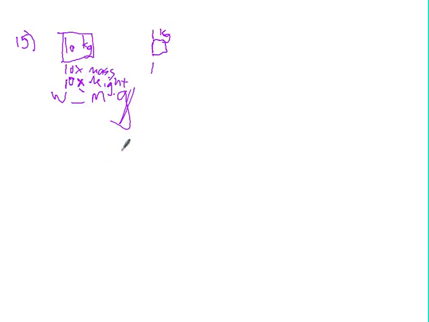And what is weight? Weight is force. Force of gravity. We are going to remember that. Force of gravity. 16. All right. 16. Did everybody get 16? Yep. No, I did not get 16.